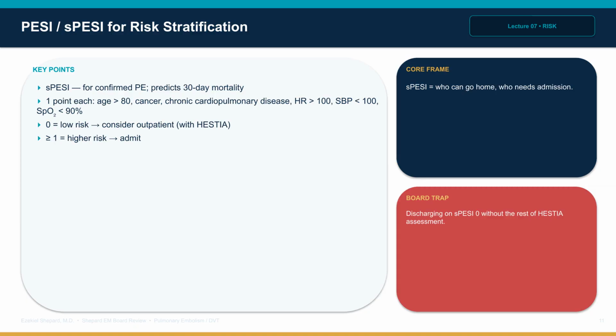The PESI and sPESI scores stratify patients with confirmed PE by mortality risk. PESI is the Pulmonary Embolism Severity Index. The simplified version, sPESI, uses 6 criteria: age over 80, history of cancer, history of chronic cardiopulmonary disease, heart rate above 100, systolic blood pressure below 100, and oxygen saturation below 90%. 0 points is low risk and may be considered for outpatient management with appropriate follow-up. 1 or more points is higher risk. The board concept is that PESI guides disposition. Who can go home? Who needs admission?